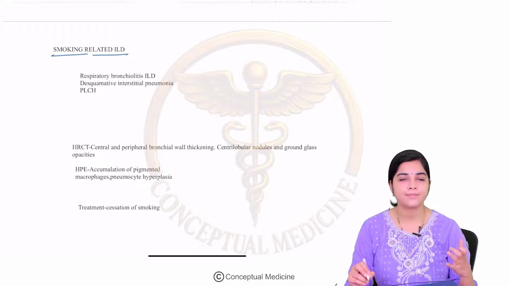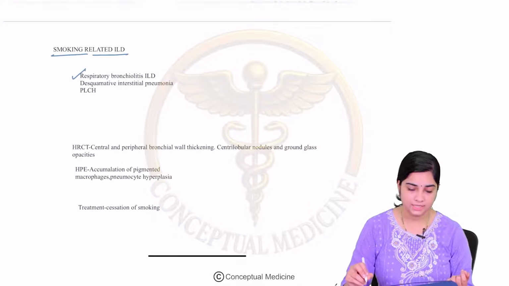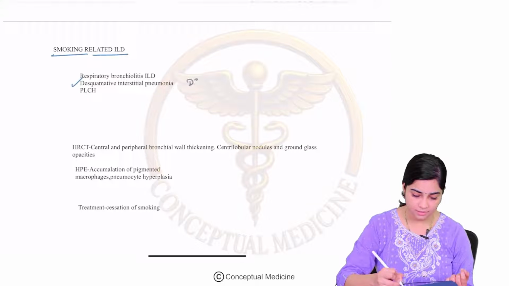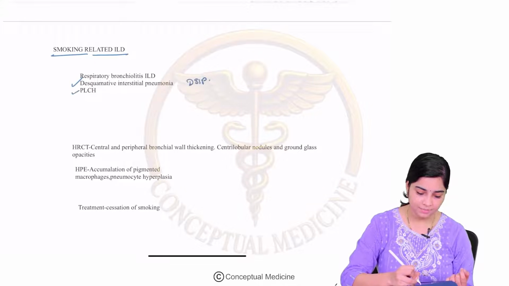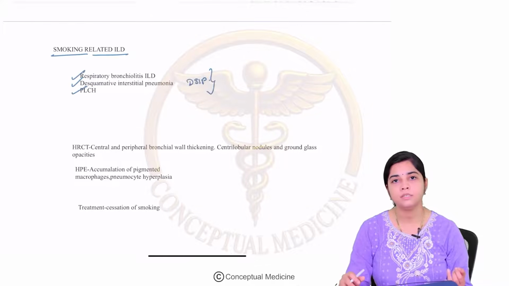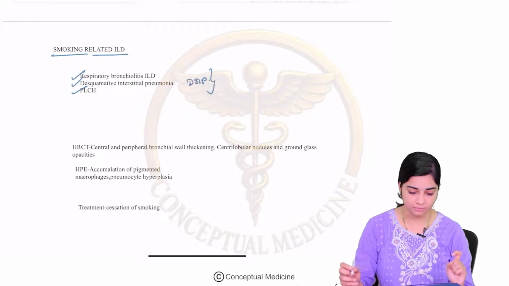So if anybody asks you, can you list the smoking-related ILDs? This is what you should be saying: RB-ILD, respiratory bronchiolitis ILD, then desquamative interstitial pneumonia, DIP, and pulmonary Langerhans cell histiocytosis. These three are the smoking-related ILDs. Okay, so exposure to smoking is very, very important.